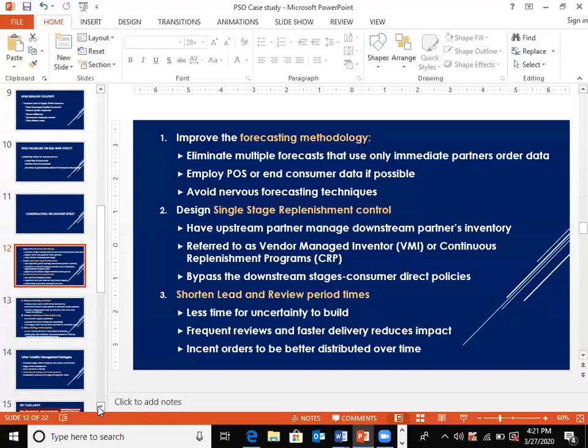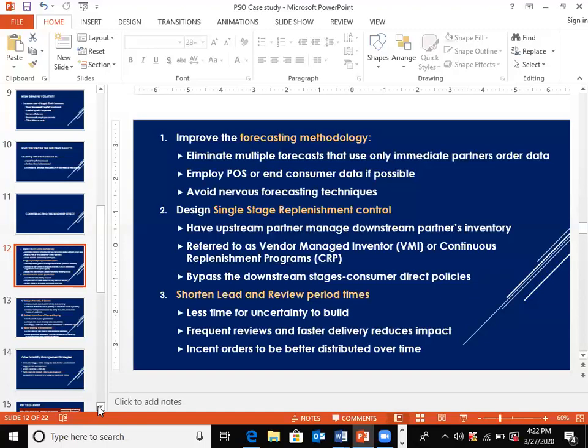When you just listen to your immediate partner's order and you make an order because your immediate partner just said make this order, that's not the smart approach. You have to sort of have an idea of what's actually happening. Employ POS or end consumer data if possible. And so this is where the slide is talking about getting your hands on actually what's happening in the market.